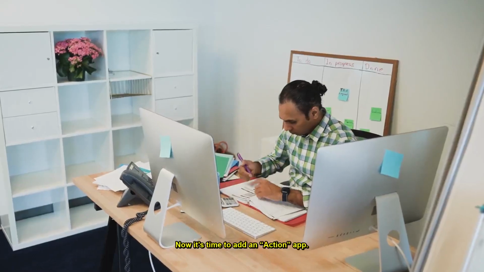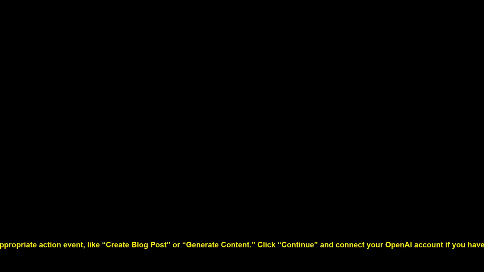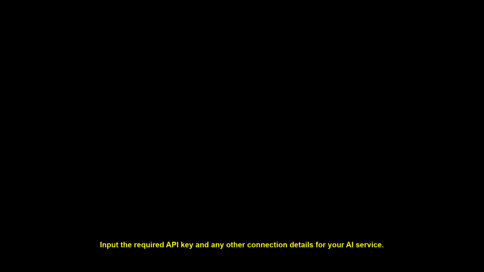Now it's time to add an action app. In the Action App search bar, type OpenAI or the AI service you wish to use. Choose the appropriate action event, like Create Blog Post or Generate Content. Click Continue and connect your OpenAI account. Input the required API key and any other connection details for your AI service.